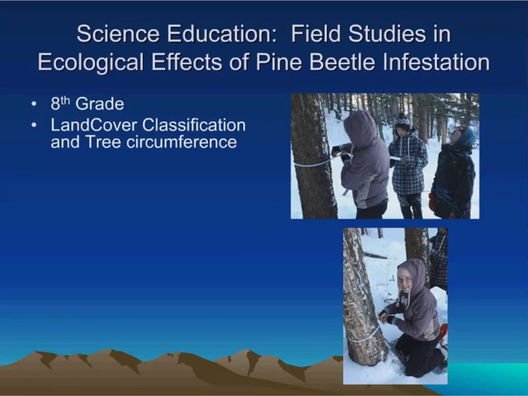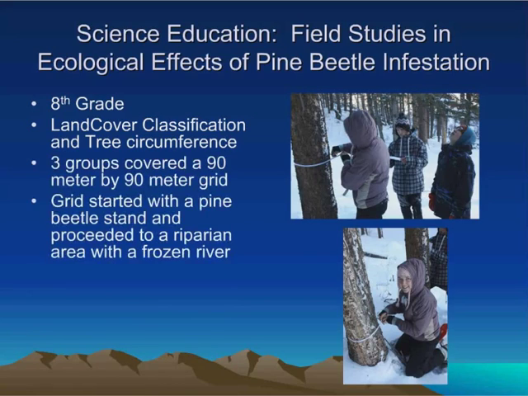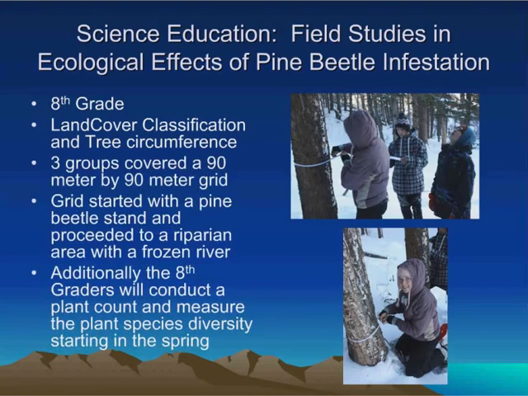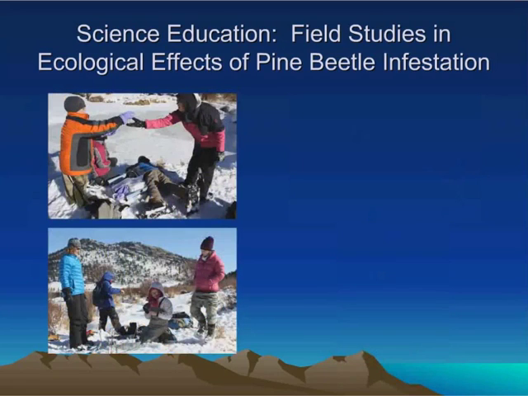And then they were supposed to be doing a plant count and plant species diversity, but since they could not do that, what we did instead was I had them go ahead and measure the trees in the grid area, and then do a drawing of what trees were up, what trees were down, and what was the circumference of all of the different trees. And then we'll go back this spring and we will look at the plant diversity and do a little bit of a plant count type of thing.